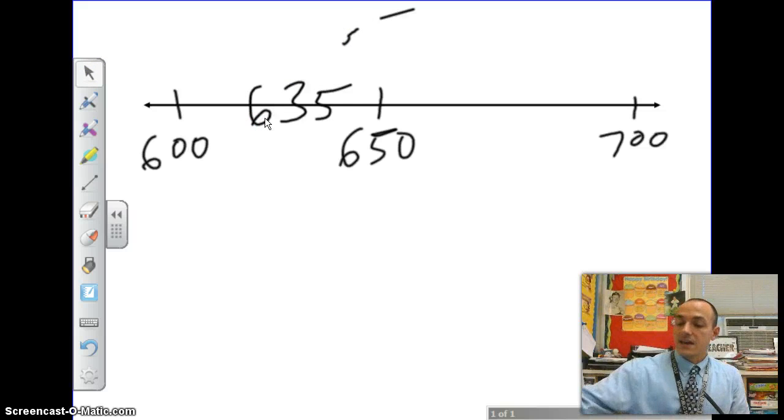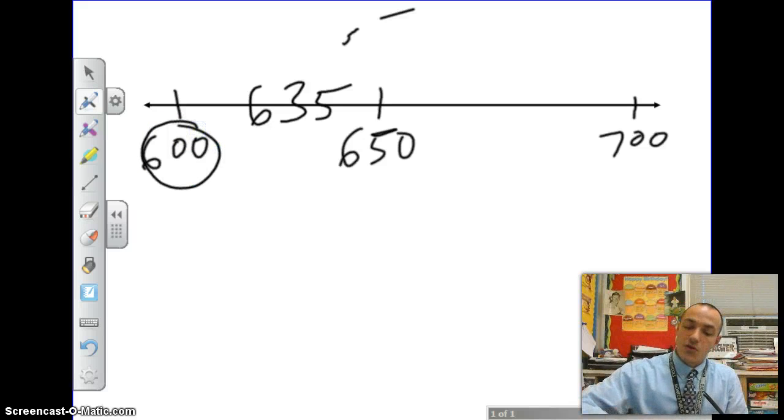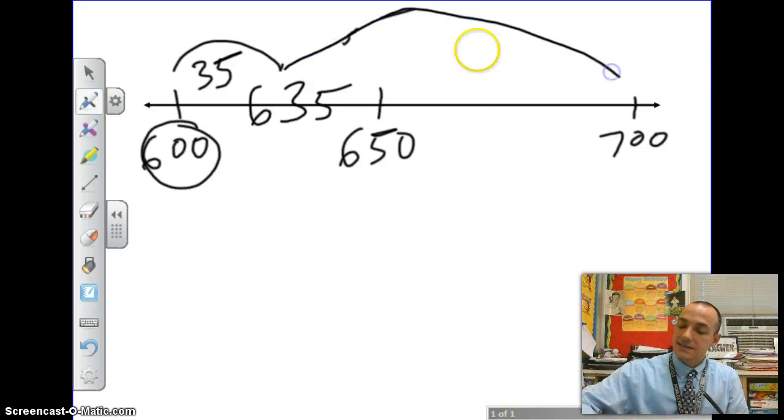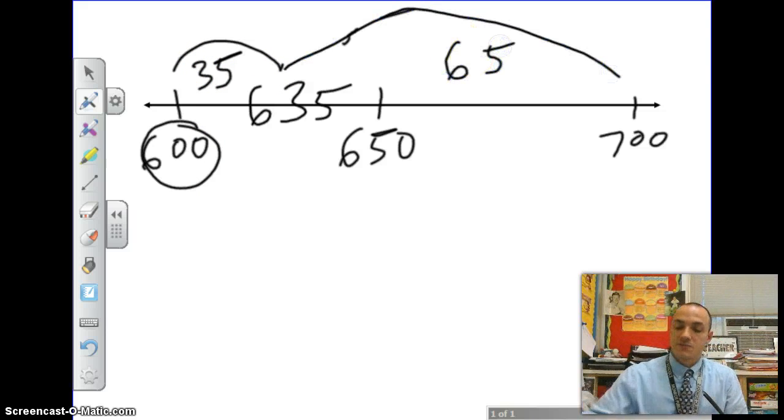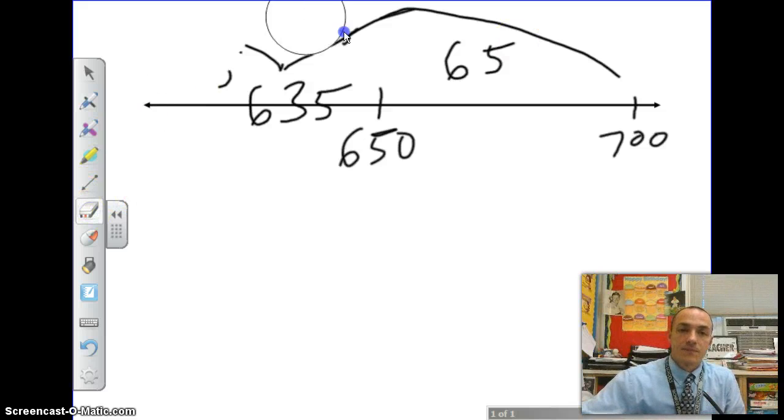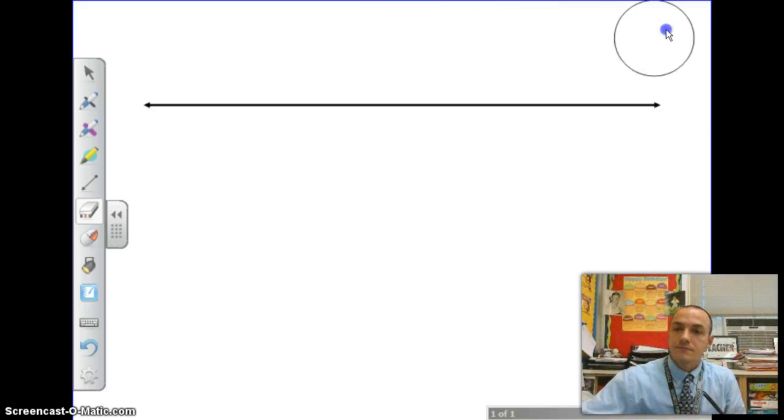So I would say that 635 would round down to 600 because it's 35 away from 600 and it's 65 away from 700. So 600 is the closest 100. Let's look at one more example. Again, let's look at some big items.